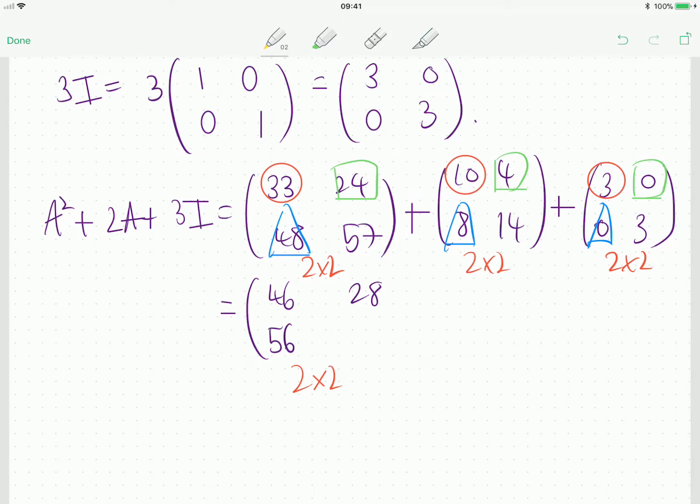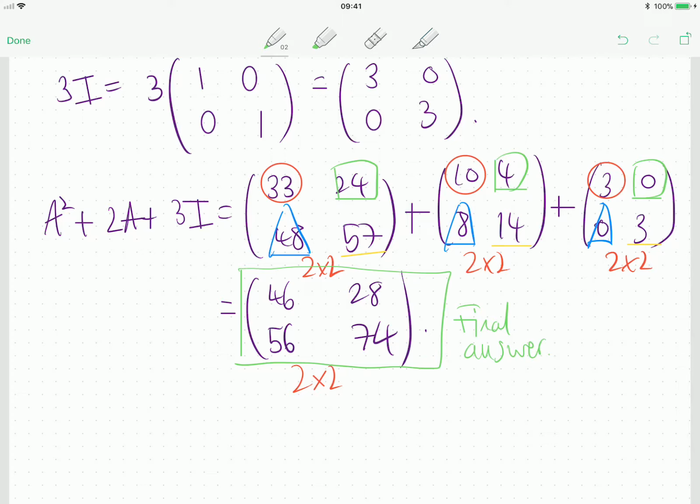And finally, I need a new shape. What can I use? I'll just underline. We have 57 plus 14 plus 3, which is 74. And this is our final answer. So for our case, A squared plus 2A plus 3I is this matrix: 46, 28, 56, 74.